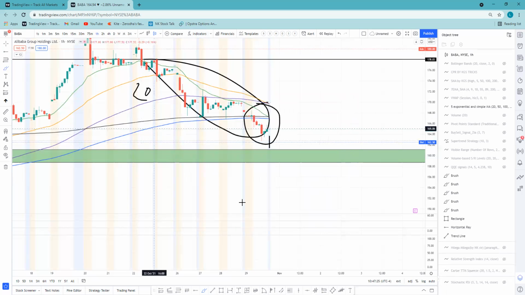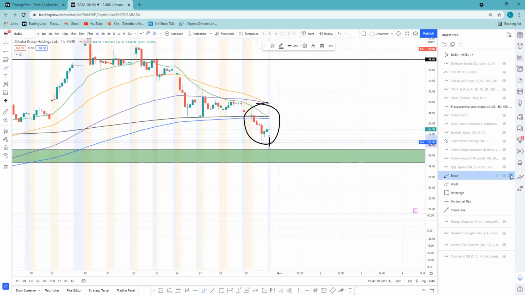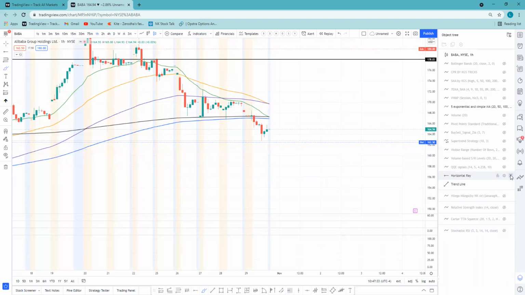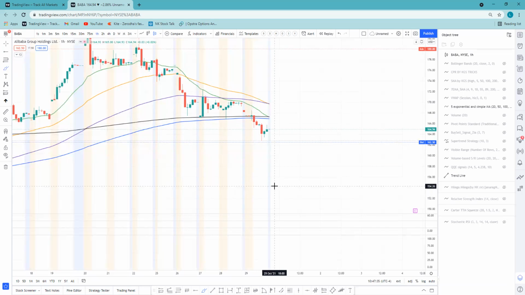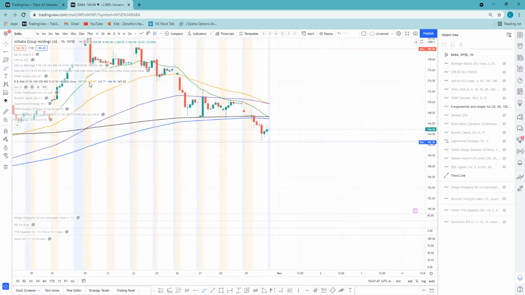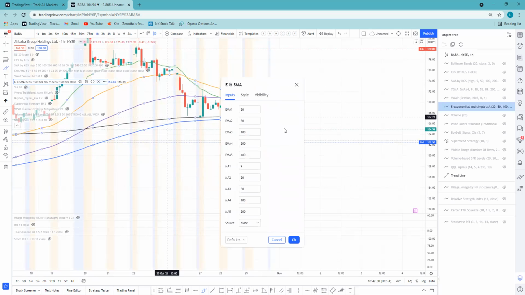So the question is which EMA we need to use. Usually people use the 21 EMA or the 20 EMA, both are the same. For me, I usually use 20, 50, 100, 200 and 400. And does 20 EMA mean a 20 days time period? 20 periods. 20 periods could mean 20 days or 20 hours, depending on your time frame.